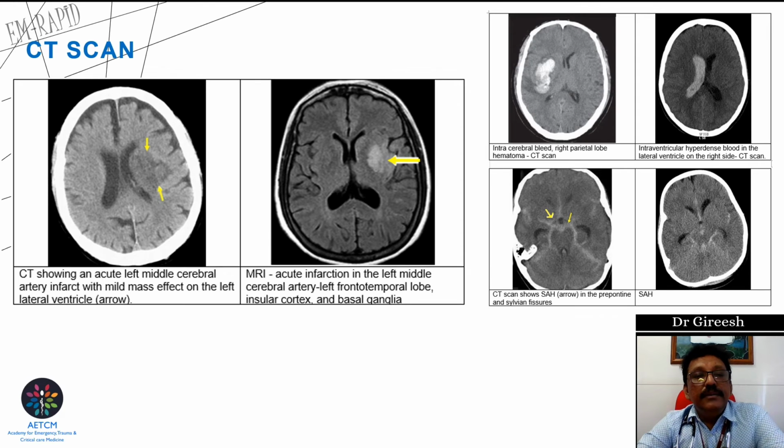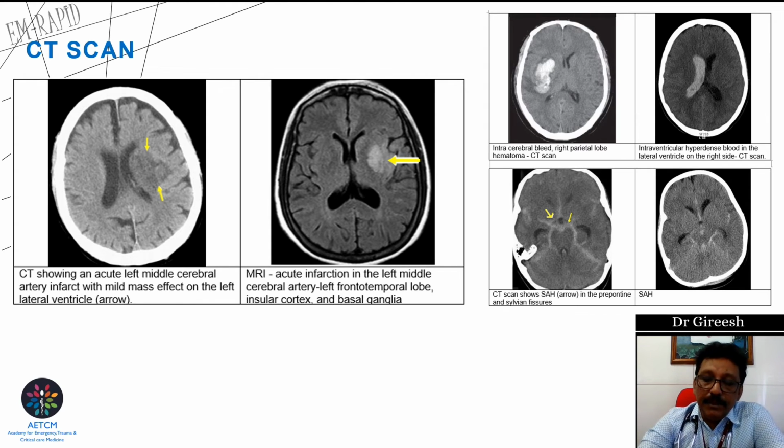So we can easily pick up the mass effect in that CT scan. Acute infarction in MRI, it can pick it up very fast. Compared to CT, it is better. You can pick it up in a better way. So if you have a patient who is coming after the golden hours, where we cannot thrombolyze the patient, then no need to go for CT scan. There we have to go for MRI scan so that you can pick up the lesion better, and MR angiogram also can be done there itself.